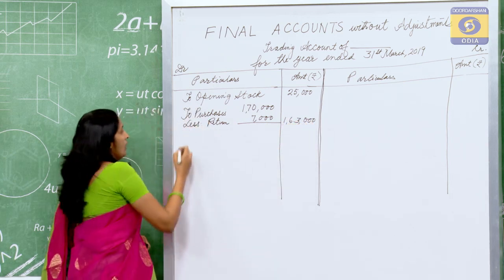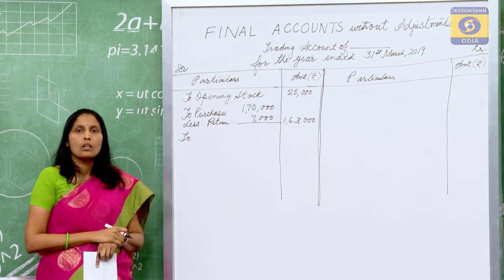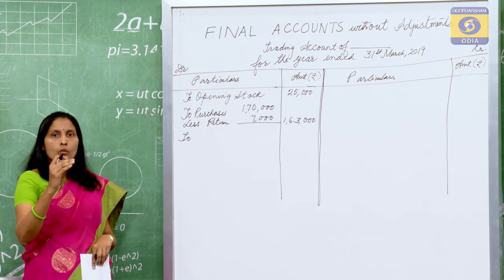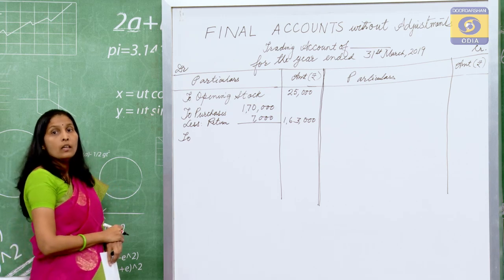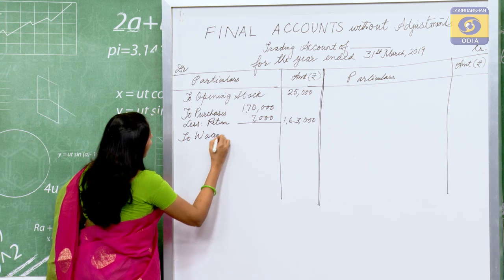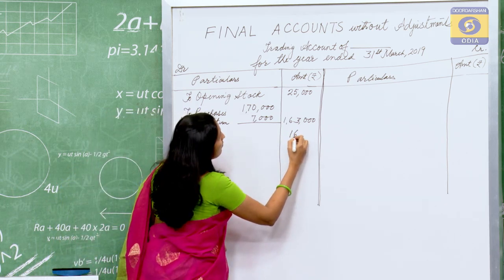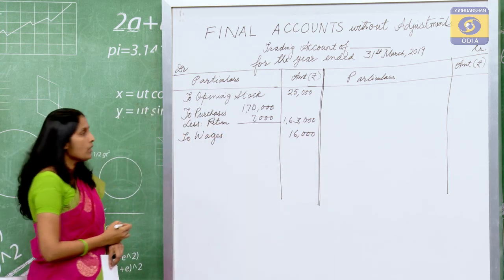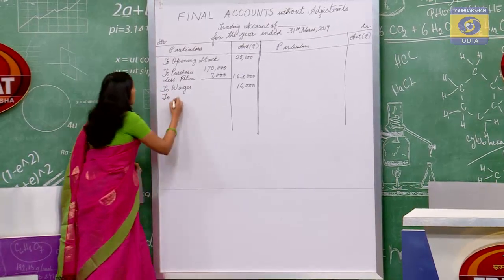1,63,000. Next item we have is, now we are looking for the direct expenses. So, in the question given to us, the direct expenses we have, we will go sequentially. As I already said, carriage outwards is not a direct expense. We have wages. To wages, the amount is 16,000. Next item we have is, the next direct expense, to carriage inward.